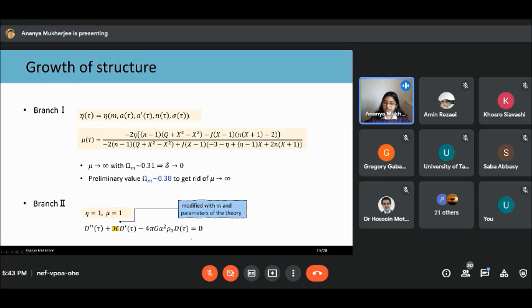but the equation for the growth rate is same as what we get in GR. The form of the equation is same as in GR, but the Hubble constant is now modified by the mass of the graviton and other parameters of the theory.